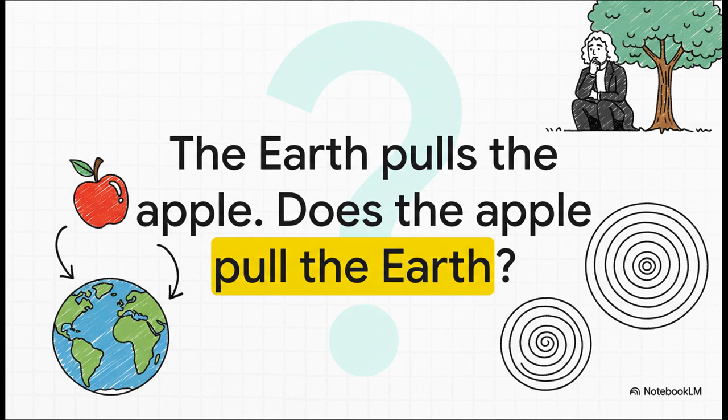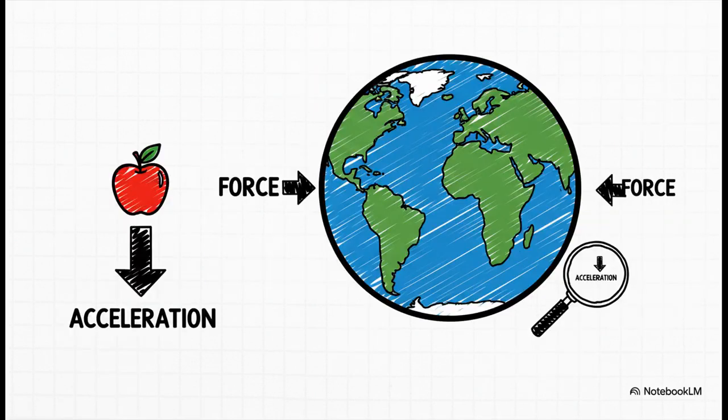Okay, next question. We all know the Earth pulls the apple down, but does the apple also pull the Earth up? And if it does, why don't we see the Earth move? And the answer is yes, the force is equal. The apple pulls on the Earth just as hard as the Earth pulls on the apple. That's Newton's third law. For every action, there's an equal and opposite reaction.